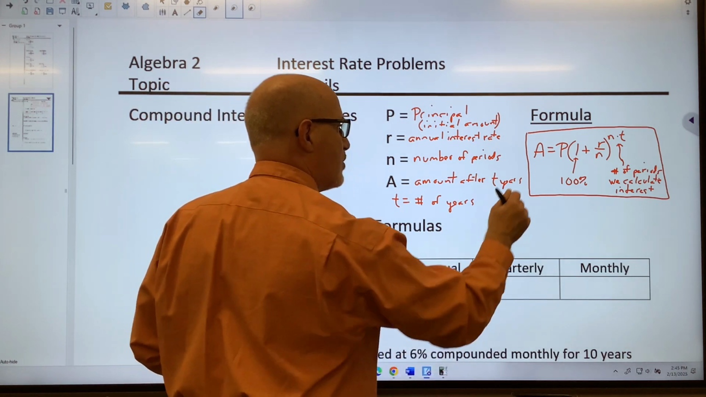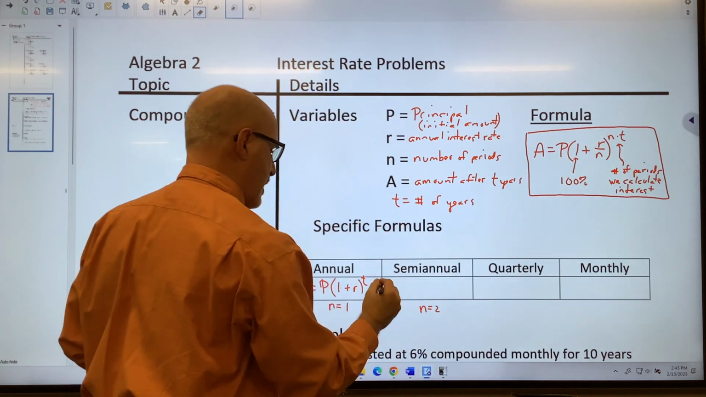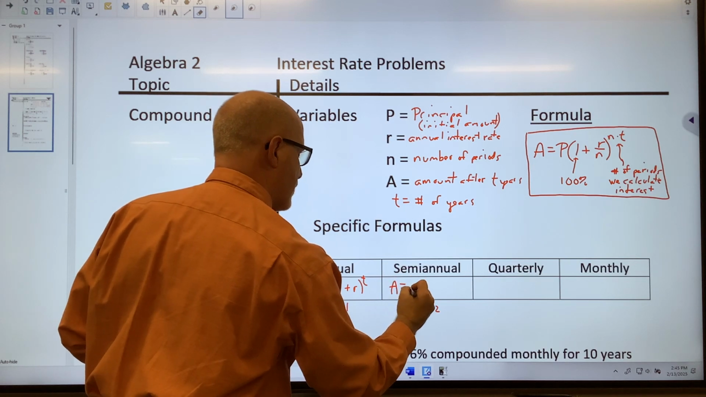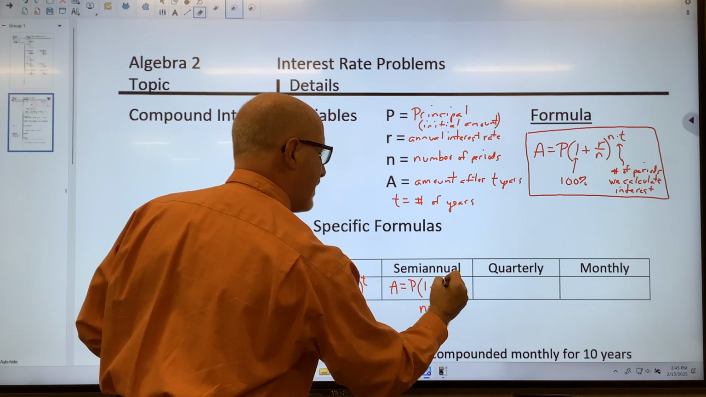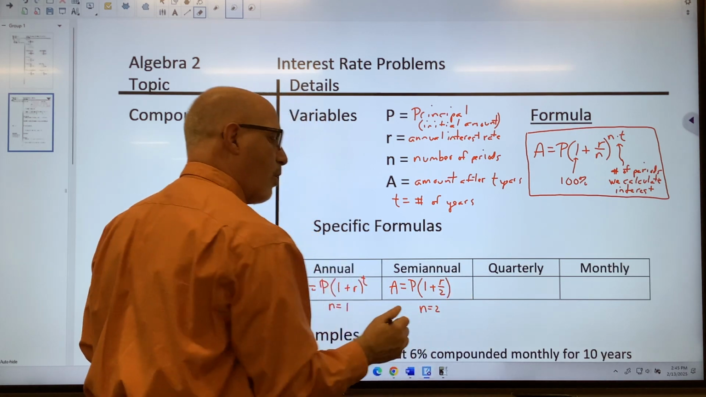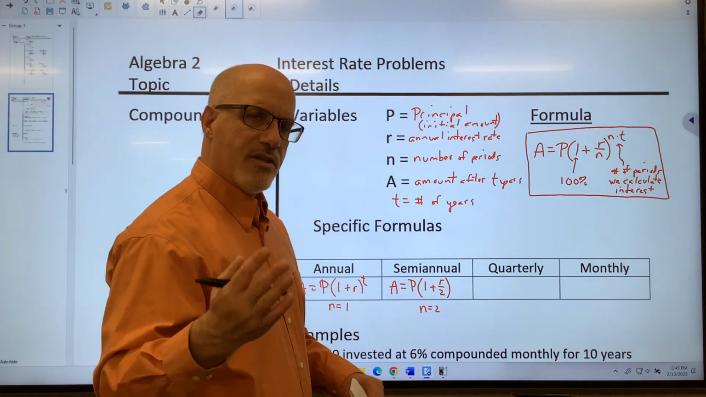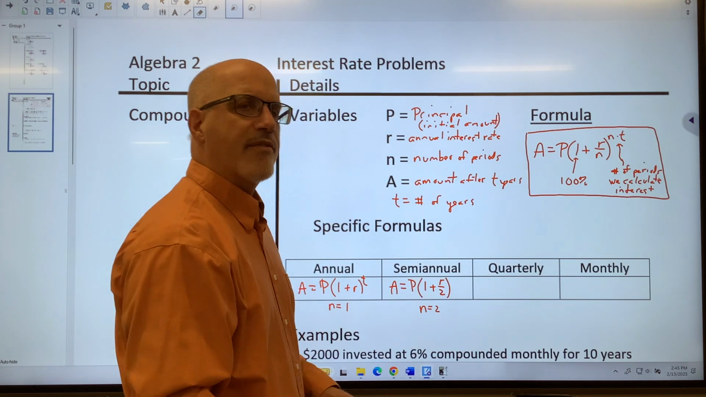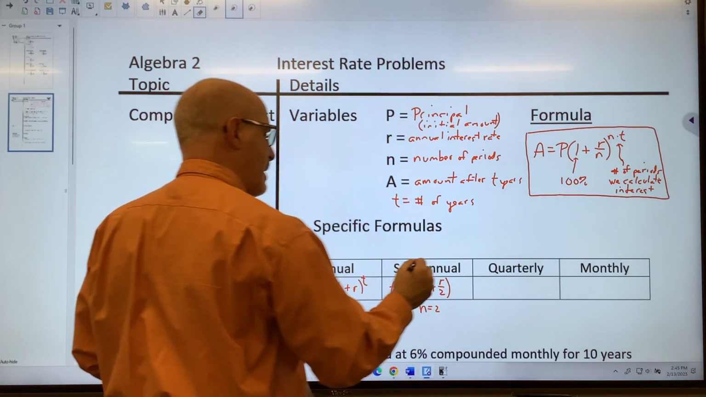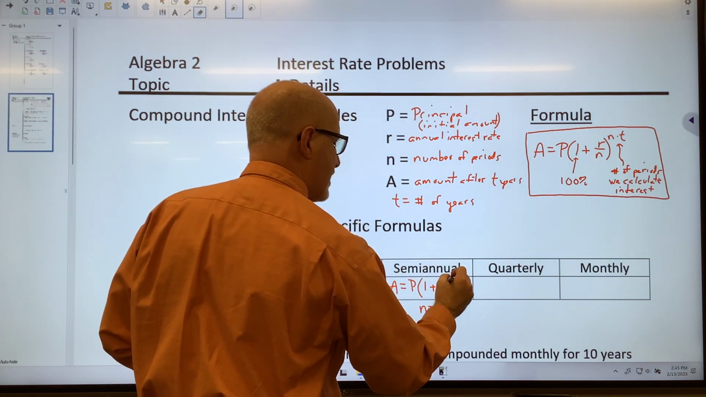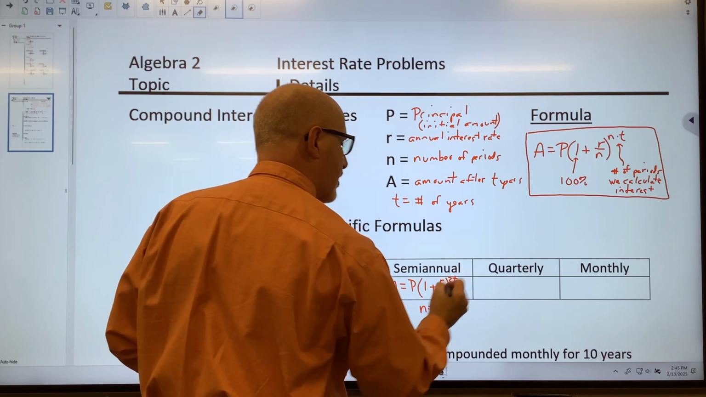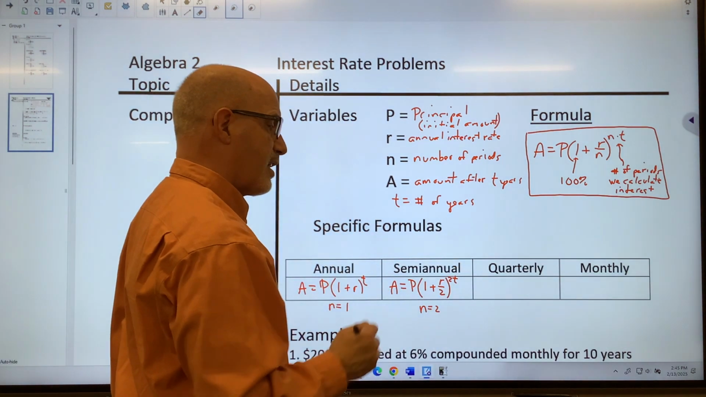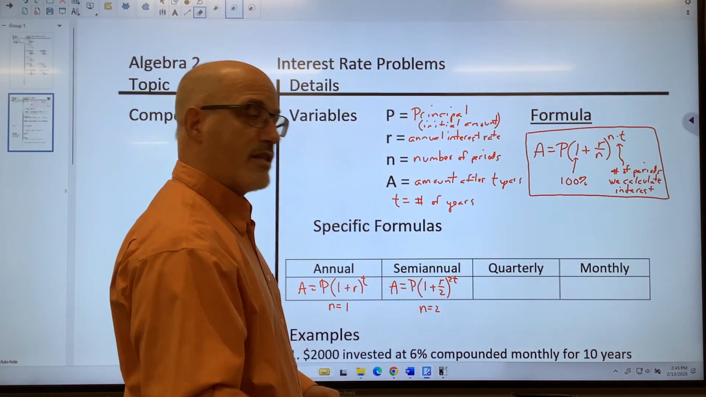Semi-annual, if you put in 2 for n in both of these spots, you're going to have A equal to the principal times 1 plus the rate divided by 2. You don't get the whole rate every time. Since you're doing it every 6 months, you get half the rate each time. But then you compensate for that in the number of periods, where you're going to do 2 times t up here to cover the fact that you're doing it twice a year.